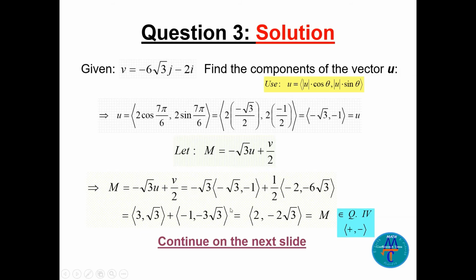So multiply these numbers and then add. You will get 2 and then minus 2 square root of 3. Let's call this capital M as I mentioned. This is in quadrant 4 because x is positive and y is negative.